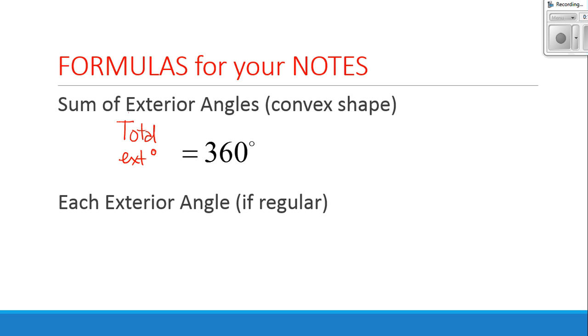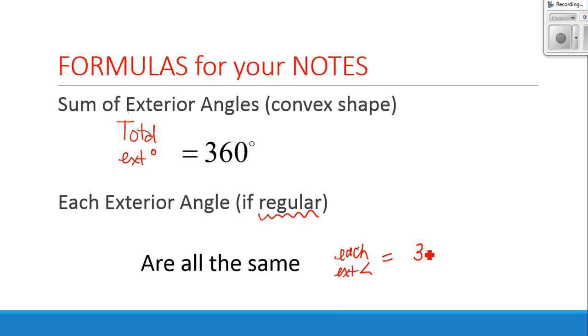sides we have. Now, if we have a regular polygon, okay, that means all the inside angles are the same and all the sides are equal, each exterior angle will also be the same. And I can even write a formula for that. So each exterior angle would be equal to 360 divided by the number of sides. N is the number of sides. Okay? So you can find each exterior angle if it's regular by dividing 360 by n.